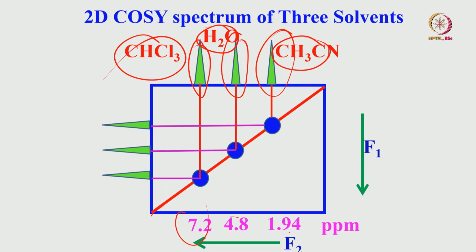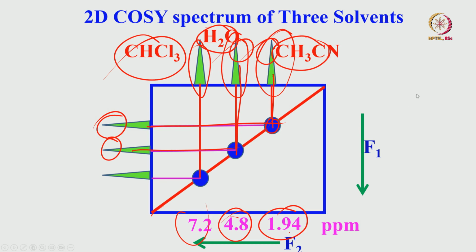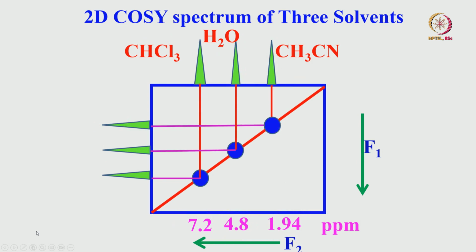You take any peak on the diagonal, go vertically up, go horizontally, you hit a peak. And that corresponds to the peak of CH3CN coming at 1.94 ppm. Go to the next one, go vertically, go horizontally, you hit the same peak on both the dimensions; that corresponds to the water peak coming at 4.8 ppm. Identically, you can talk about CHCl3 also. So if you take the spectrum of 3 solvents which are non-interacting, then you get 3 peaks on the diagonal. So you simply understand the logic.